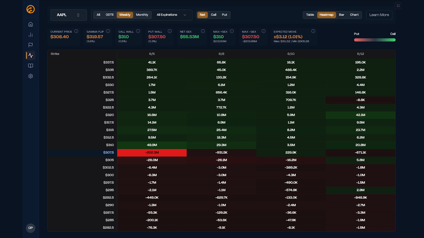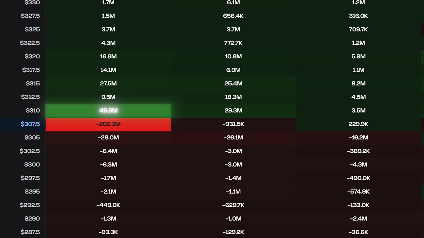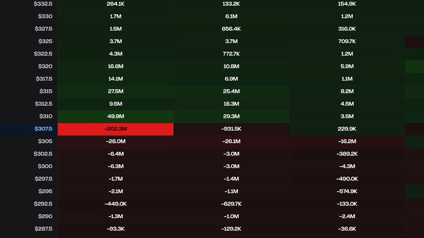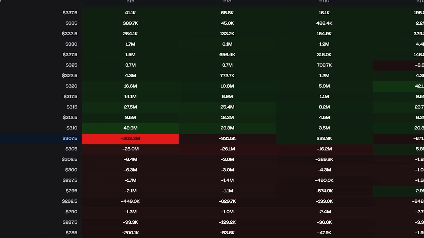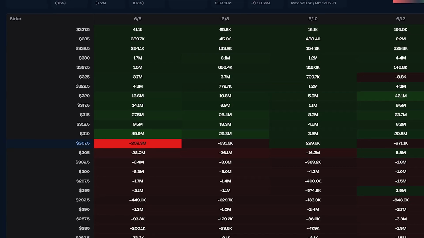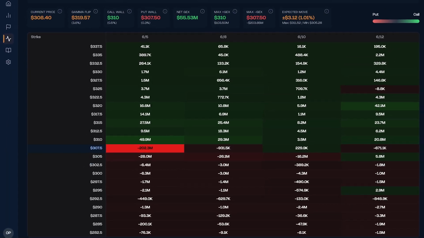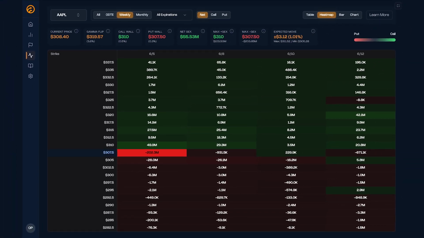In this example, we can immediately see large positive gamma concentrated around the 310 strike. At the same time, significant negative gamma exists around the 307.5 area. These are often the levels that influence market behavior the most. When dealers are heavily positioned at certain strikes, price can gravitate toward those areas or react strongly when they're broken. Instead of guessing where support and resistance exist, traders can see where options positioning is creating potential market structure.